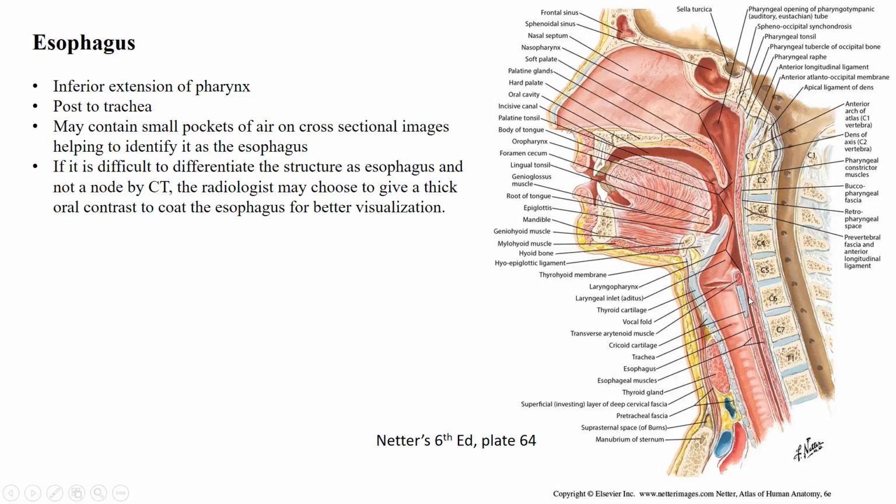You sometimes will see pockets of air within the esophagus, and sometimes that's one way of distinguishing it. If it's difficult to tell if it's the esophagus or if there's something going on within the esophagus, or the difference between the esophagus and a node, sometimes the radiologist will have the patient eat a very thick iodinated paste when they're doing a CT scan so that they are able to see the esophagus. Sometimes it's a paste and sometimes it's a thick liquid, but usually it has to be fairly thick so that it doesn't slip all the way down the esophagus.